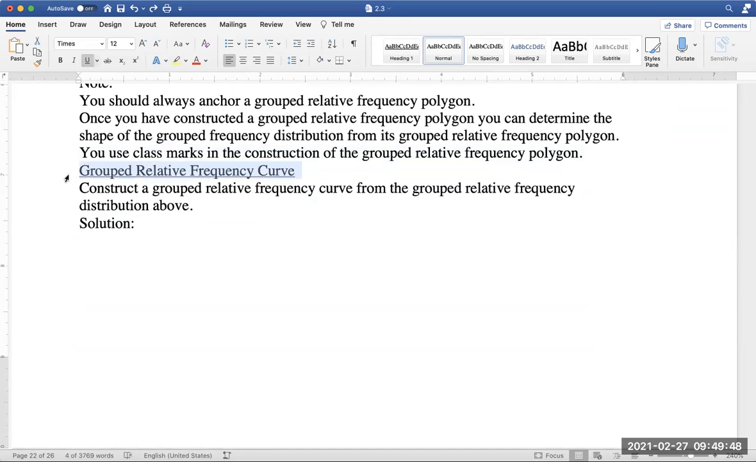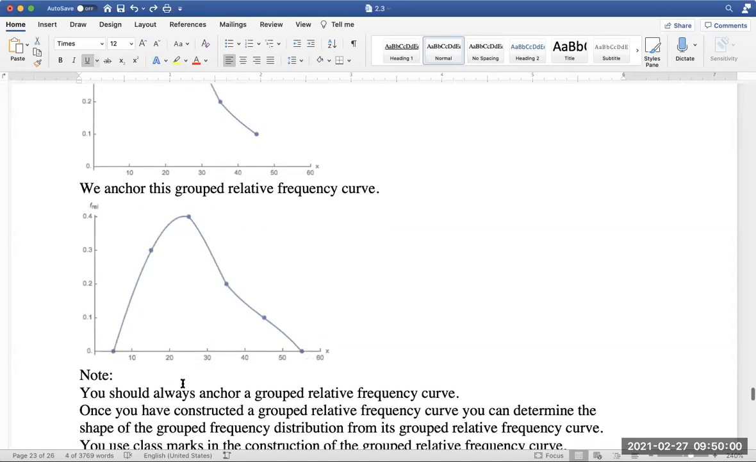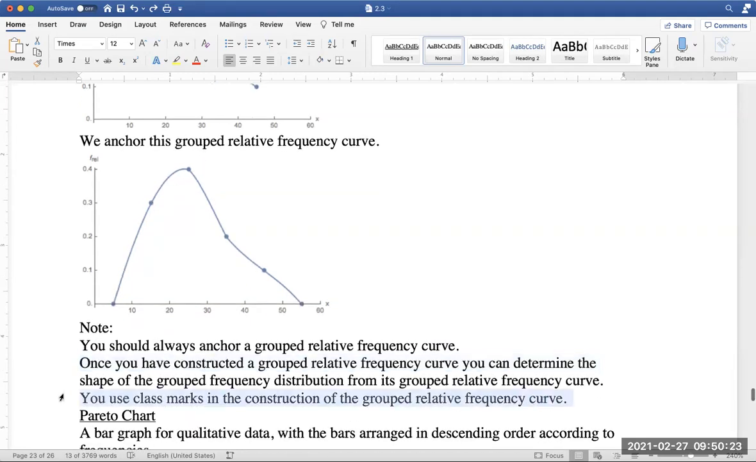A grouped relative frequency curve. So again, you have the same points as before, but instead of drawing lines, you draw a smooth curve. You should anchor. So you should always anchor a grouped relative frequency curve. Once you have constructed a grouped relative frequency curve, you can determine the shape of your original distribution from the shape of this grouped relative frequency curve. You should always use class marks in the construction of a grouped relative frequency curve.